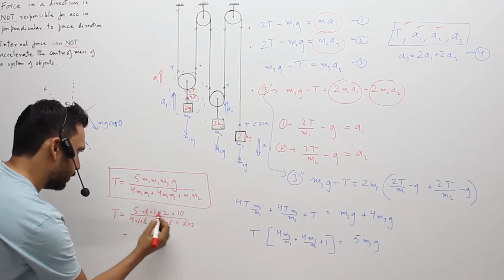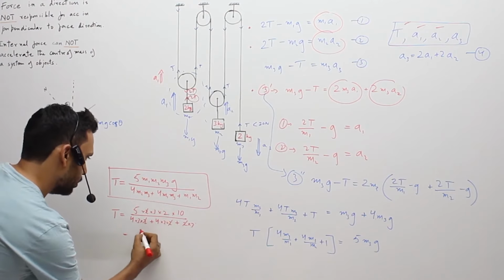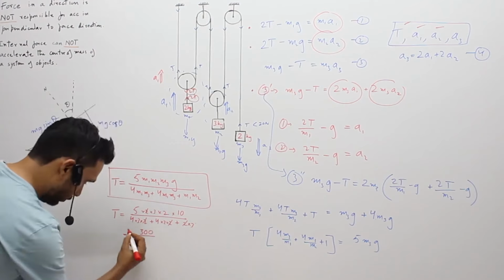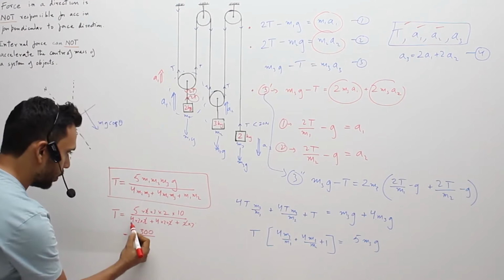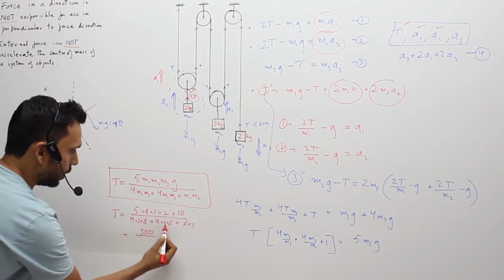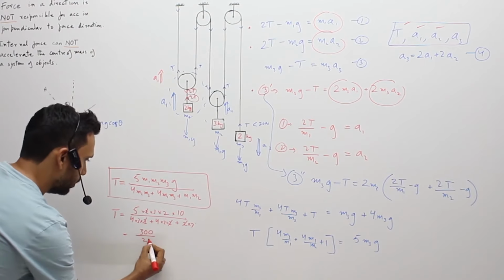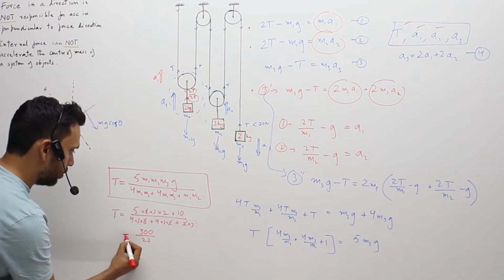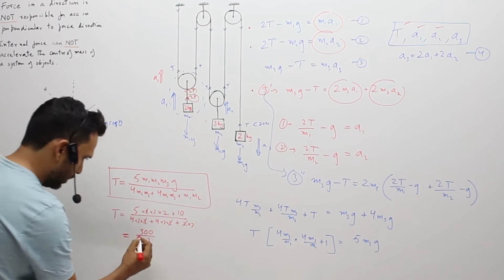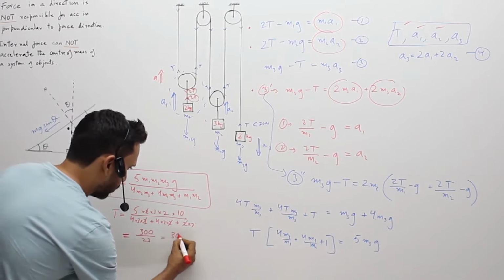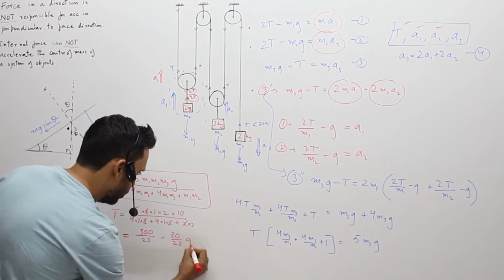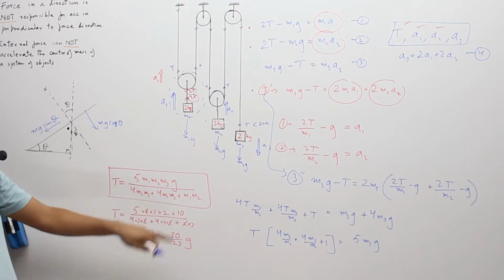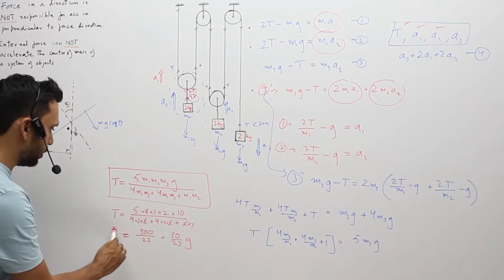So you have 5 into 2, which is 300 on top, and on the bottom we have 24 plus 8 plus 12, which is 23. So we have got 23. So tension is 300 by 23, or 30 by 23 g, if I would have left that T as g. So that's your tension.